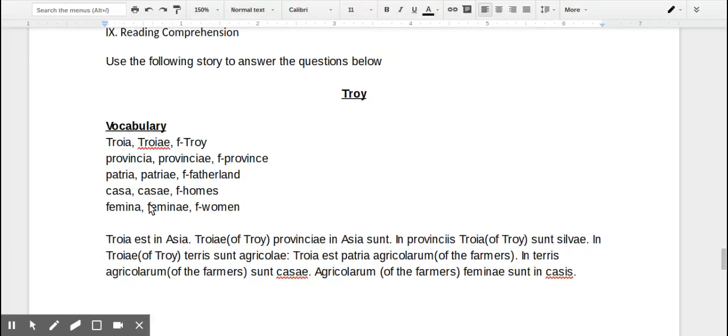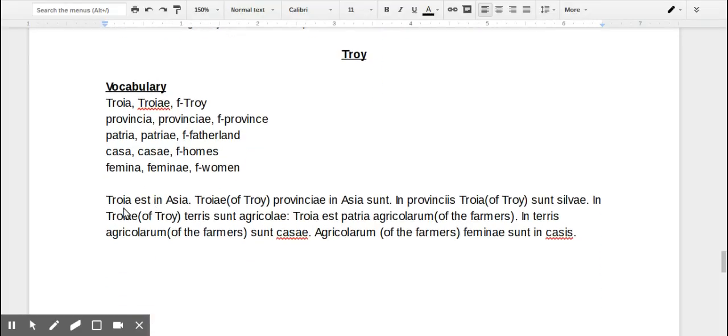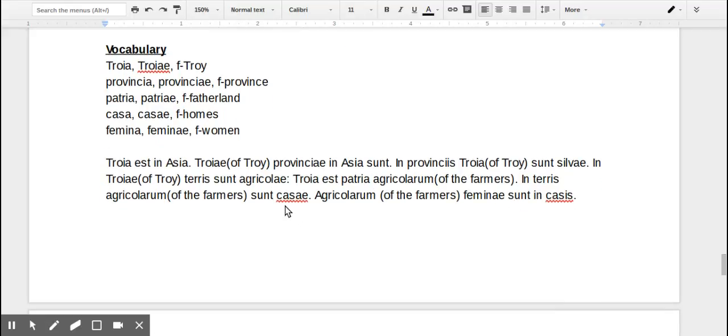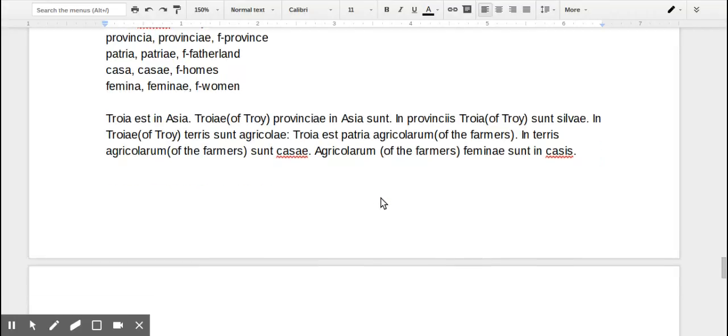All right, our story. So this would read, Troy is in Asia. The provinces of Troy are in Asia. In the provinces of Troy are forests. In the lands of Troy, there are farmers. Troy is the fatherland of the farmers. In the land of the farmers, there are houses. The women of the farmers are in the houses.